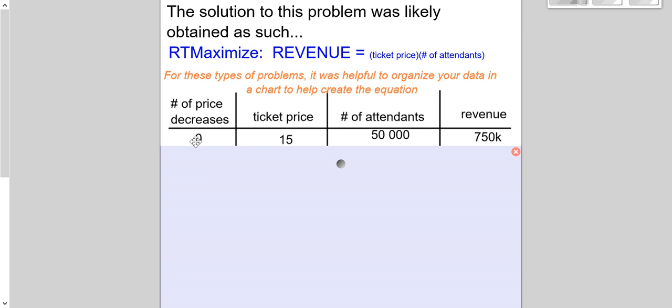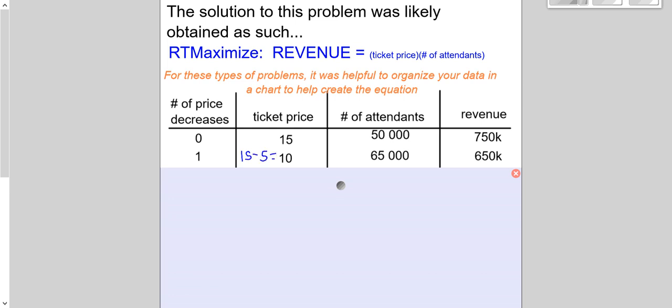That meant we had no price decreases. That was our initial scenario. We're thinking about the initial price where nothing has changed. We fixed our price at 15. And then we said, okay, what if I decreased the price by $5? So now how many price decreases would I have had? One. And what would our new ticket price be? $5 less than 15. So essentially you would have said 15 minus $5, and that's where the 10 came from.